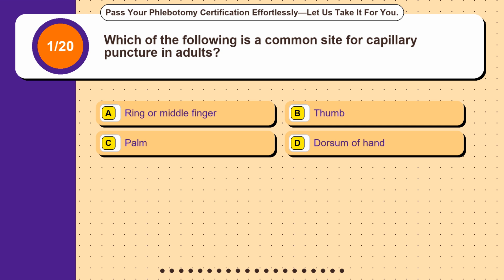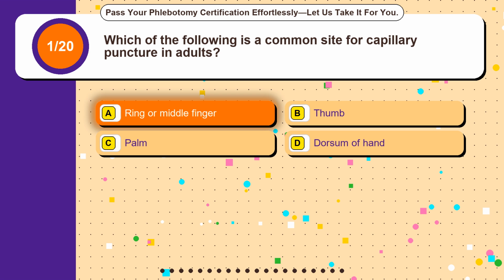Question 1. Which of the following is a common site for capillary puncture in adults? Option A, ring or middle finger. Option B, thumb. Option C, palm. Option D, dorsum of hand. The correct answer is option A, ring or middle finger.